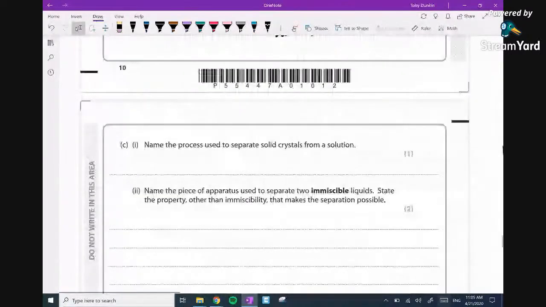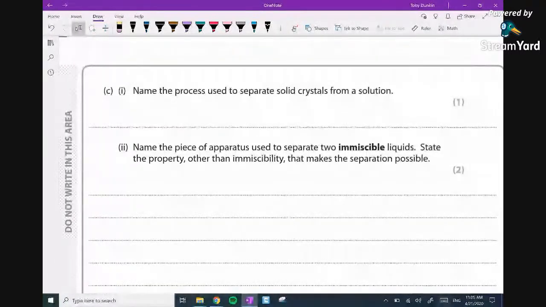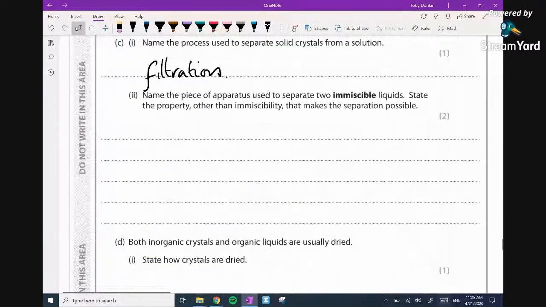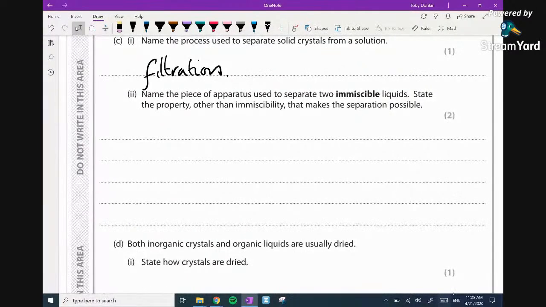Next, name the process used to separate solid crystals from a solution. Filtration. It's not hard. If you were doing this in organic, it would be vacuum filtration. That's A2. Name the piece of apparatus used to separate two immiscible liquids. The piece of apparatus is called a separating funnel.